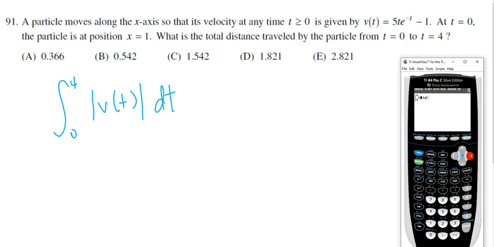To get absolute value, you're going to go math, scroll over to number, NUM, and it's the very first one, absolute value. And then we're going to plug in v of t. So 5x e to the negative x, right arrow, minus 1, dx. 1.821, so D.